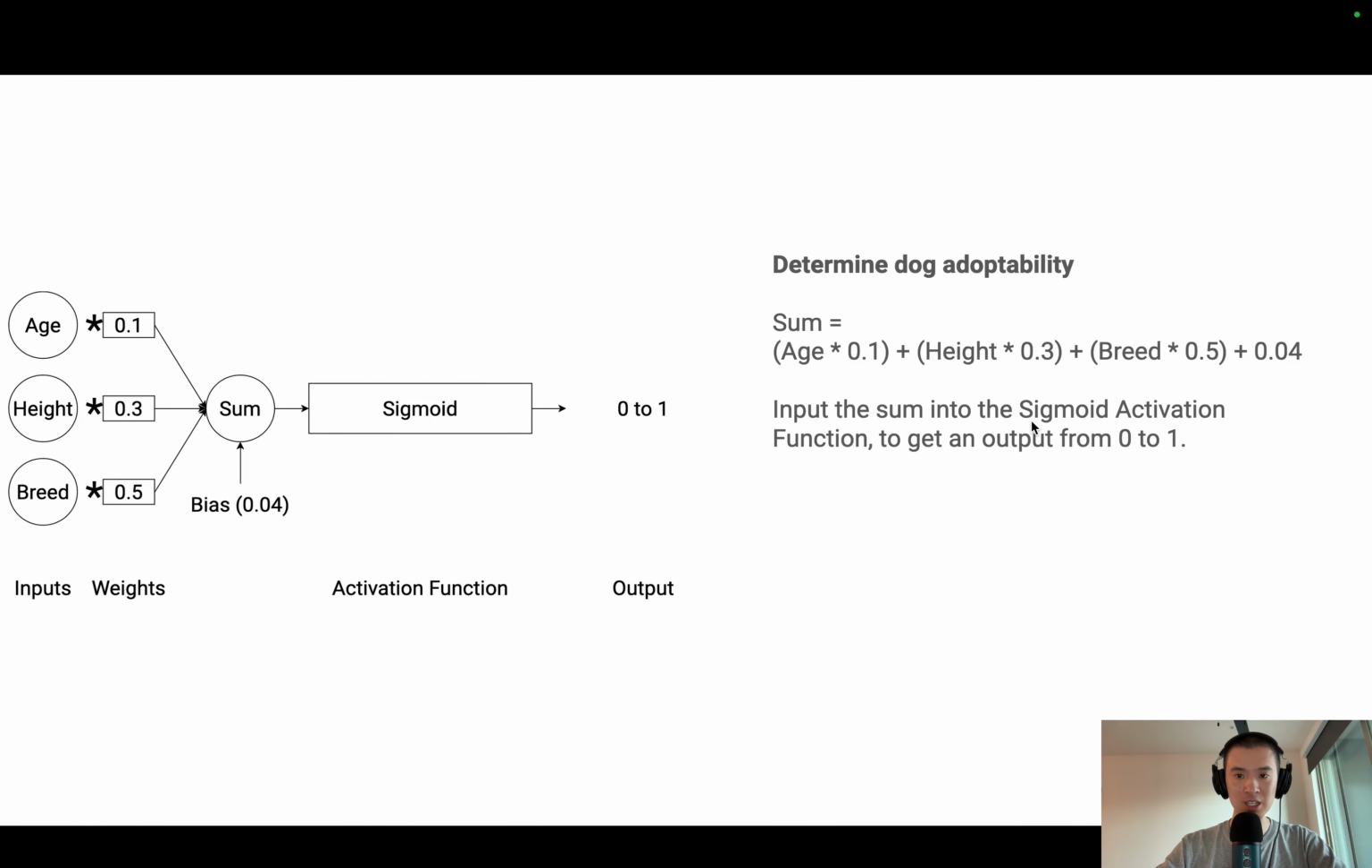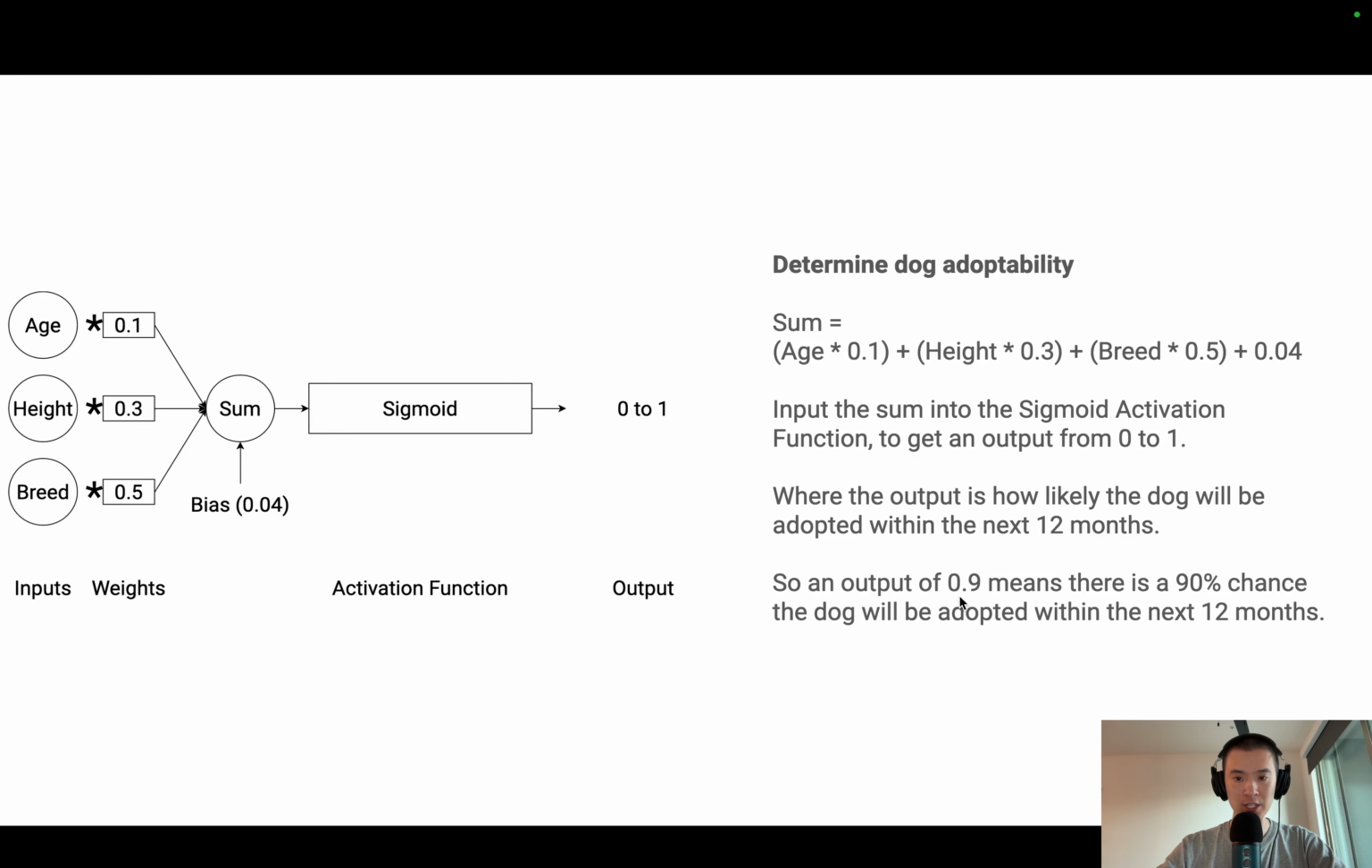Input the sum into the sigmoid activation function to get an output from 0 to 1. So as this text says, for the sigmoid activation function, we will always get an output from 0 to 1, which can be very, very useful because if we get 0.5 back, we can think of that as 50%. If we get 0.6 back, we can think of that as 60%. Now, the output is how likely the dog will be adopted within the next 12 months. So an output of 0.9 means there is a 90% chance the dog will be adopted within the next 12 months.